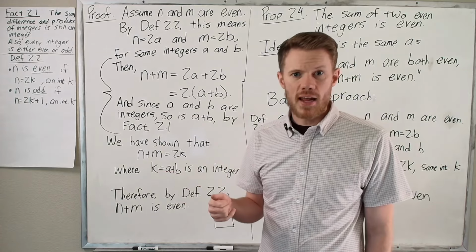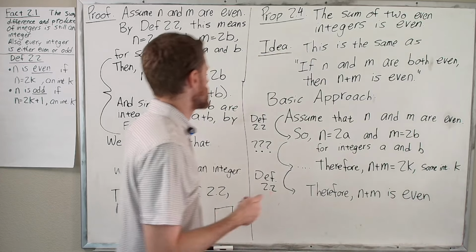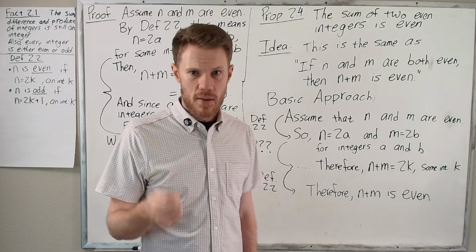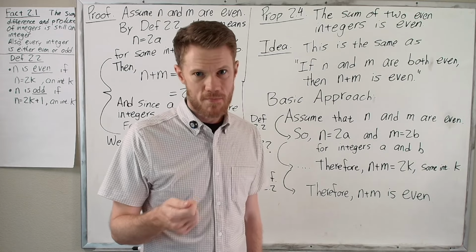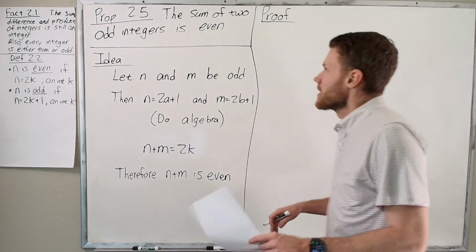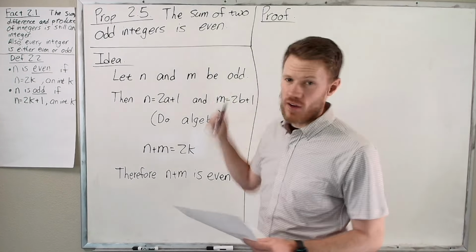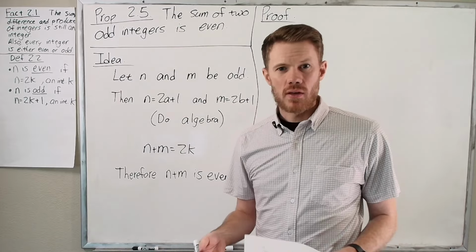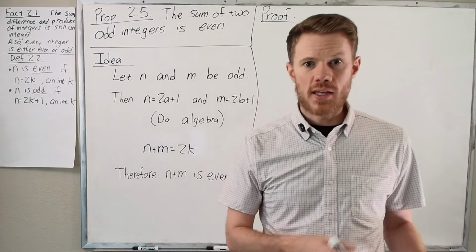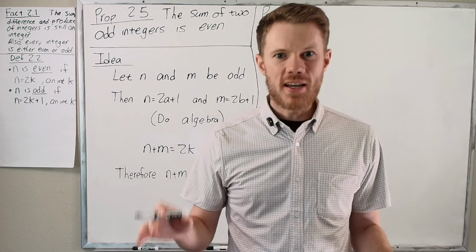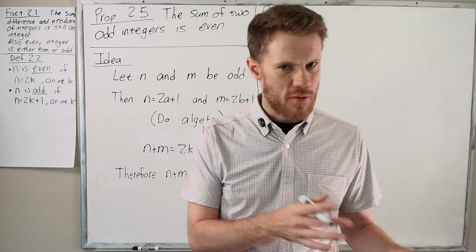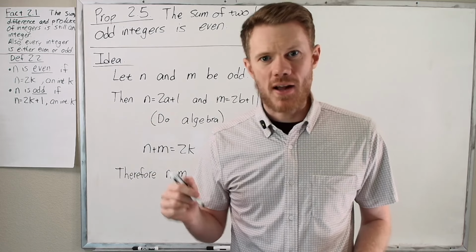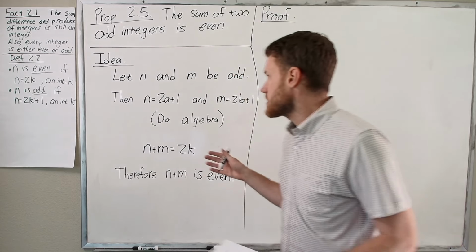Now, let's go ahead and prove the next proposition, proposition 2.5, which says that the sum of two odd integers is even. Okay, all right, so here we go. So hopefully you watched the last video already and you've taken some time to actually sit down and try to write out a complete formal proof on your own of this fact. The proofs are going to be very similar.